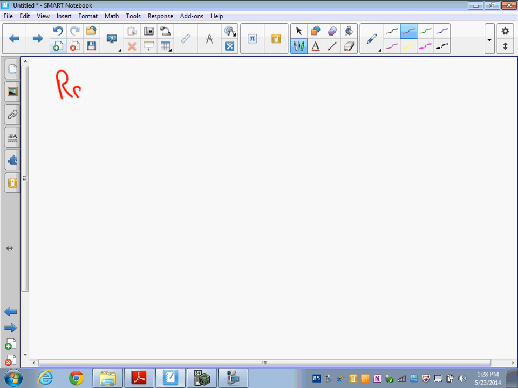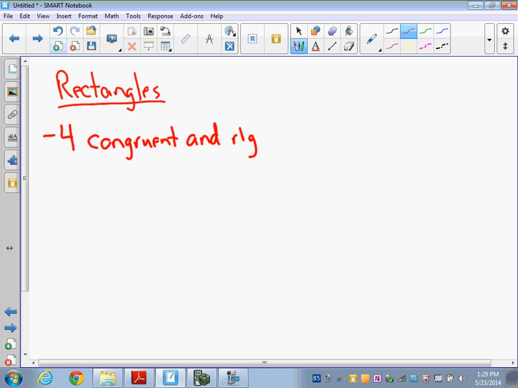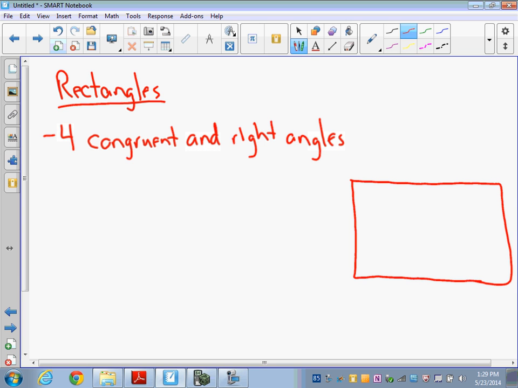First off, we have rectangles. You should know there are 4 congruent and right angles. So if I draw a rectangle, I know that there are 4 right angles. That's what its definition is.